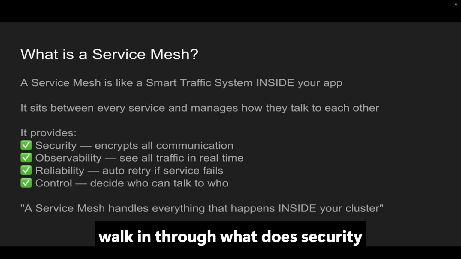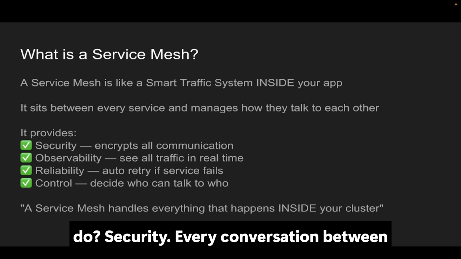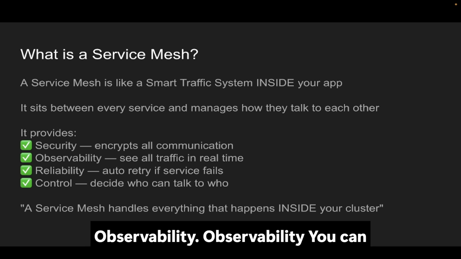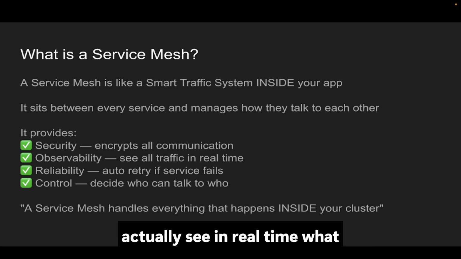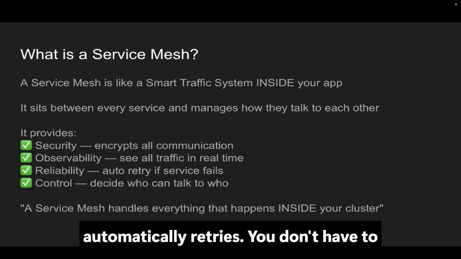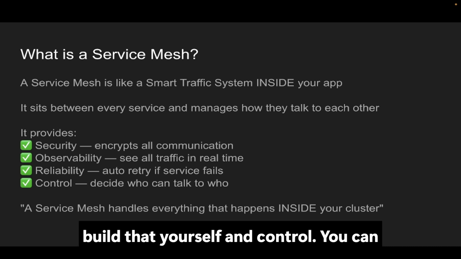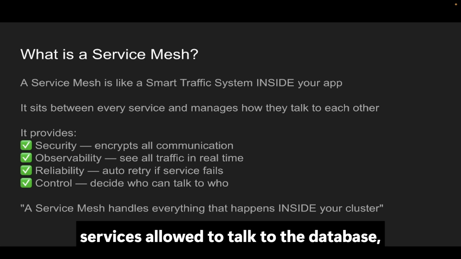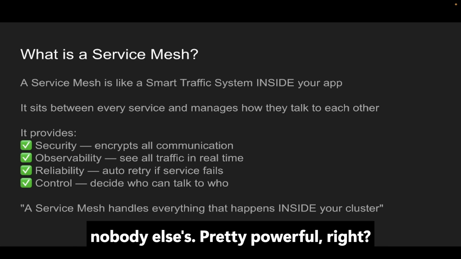So let's walk through them. Security: every conversation between services is encrypted automatically. Observability: you can actually see in real time what's talking to what, how fast, and any errors. Reliability: if a service fails, it automatically retries. You don't have to build that yourself. And control: you can set rules like, hey, only the payment service is allowed to talk to the database. Nobody else. Pretty powerful, right?